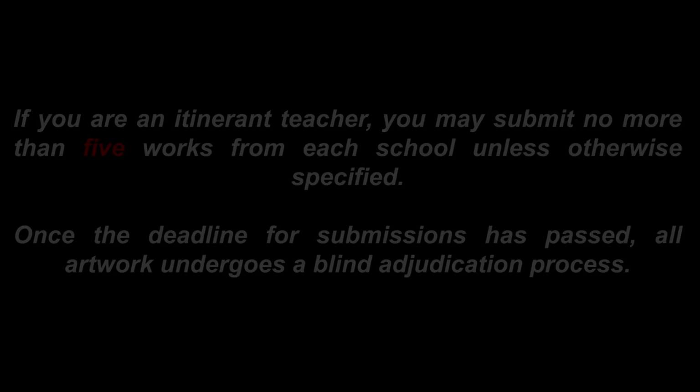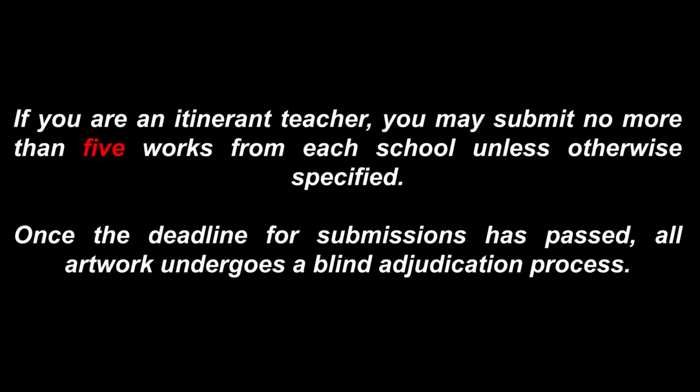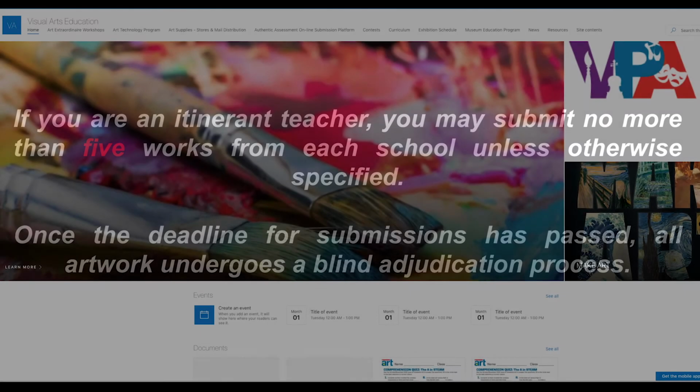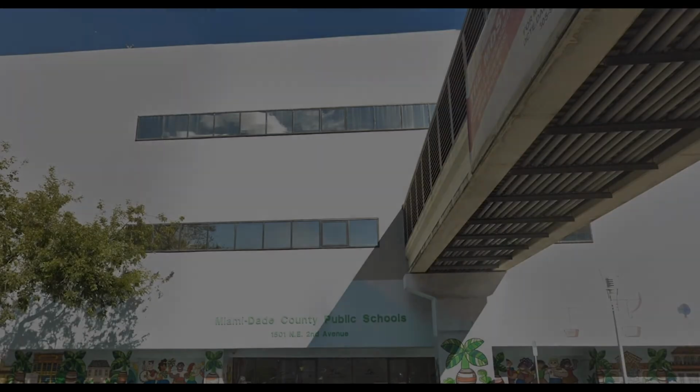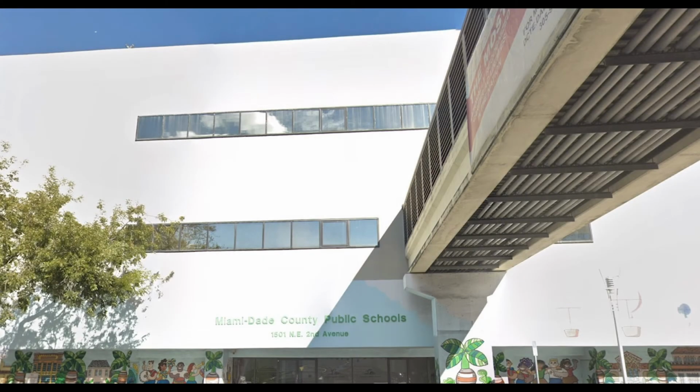If you are an itinerant teacher, you may submit no more than 5 works from each school unless otherwise specified. Once the deadline for submissions has passed, all artwork undergoes a blind adjudication process. Keep a lookout for a list of accepted entries on the Visual Arts Education Program SharePoint. If your student works are accepted, then the physical artwork must be delivered to the district office.